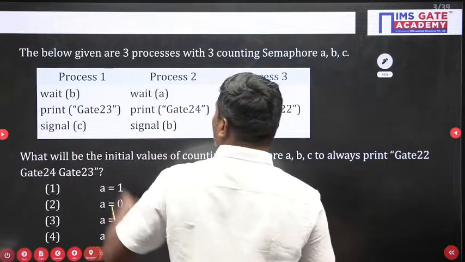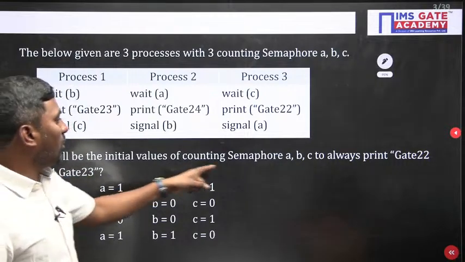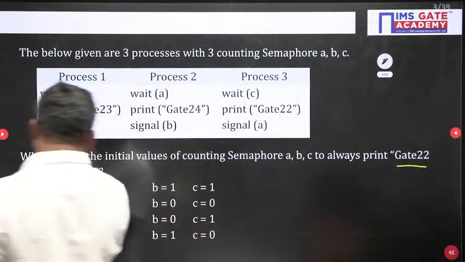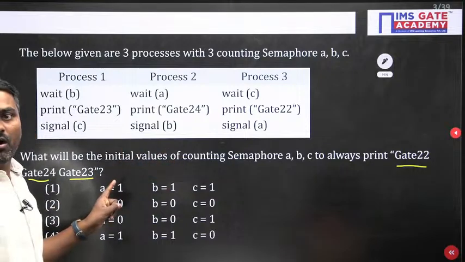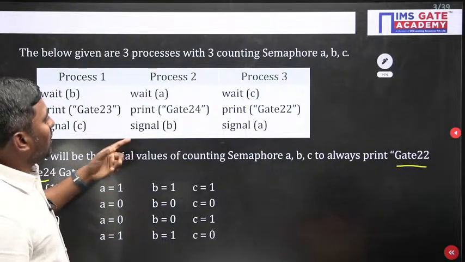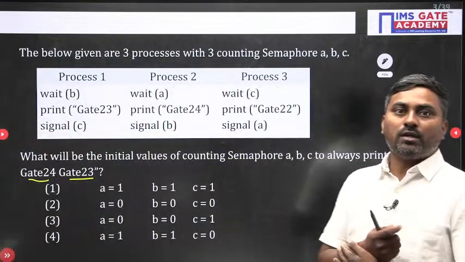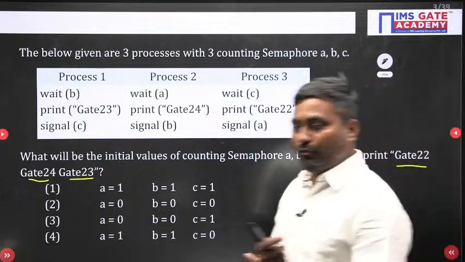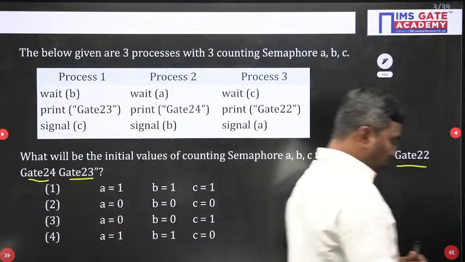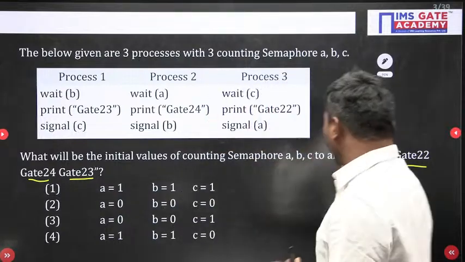Now look at this question. It says the below given 3 concurrent processes use counting semaphores. What will be the initial values of counting semaphores A, B, C so that it always prints GATE 2022, then GATE 24, and then GATE 23? This is the order to be printed. What values of A, B, C should be kept so that this order of printing can be done? So observe and tell me, what is the answer for this question?